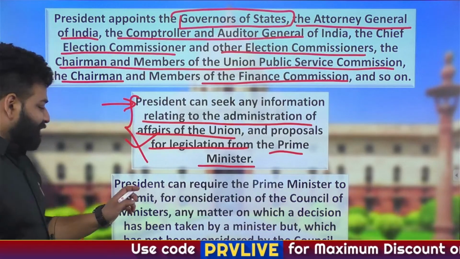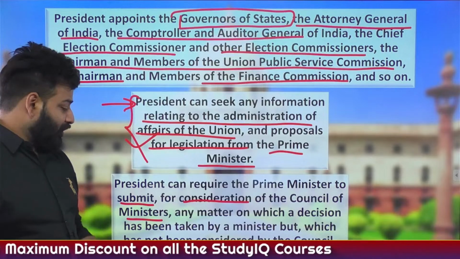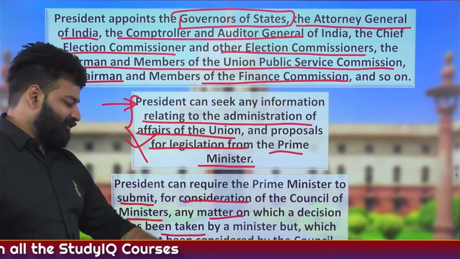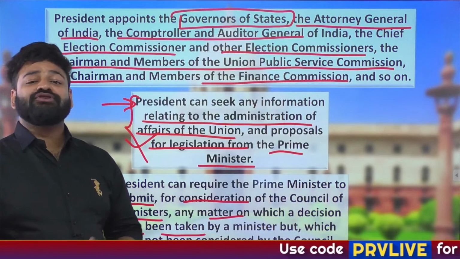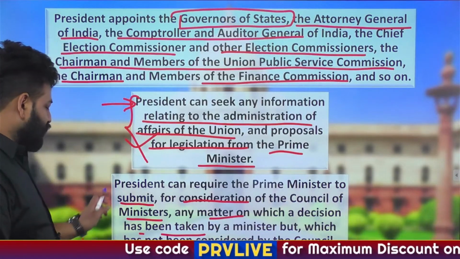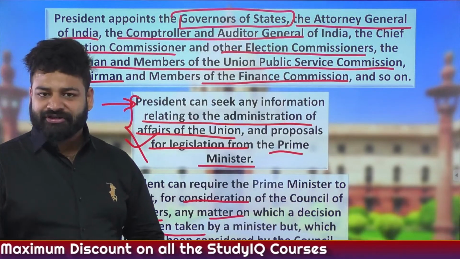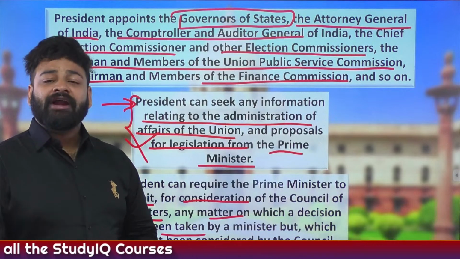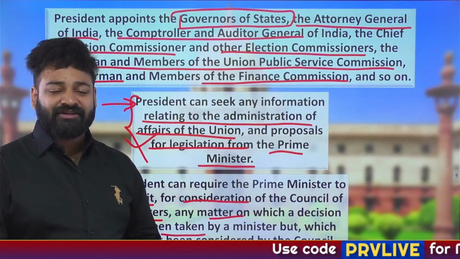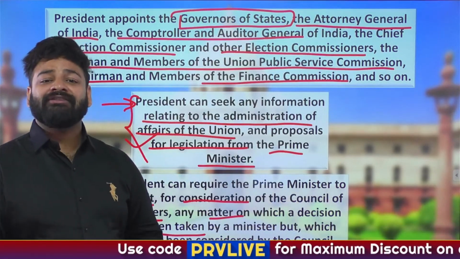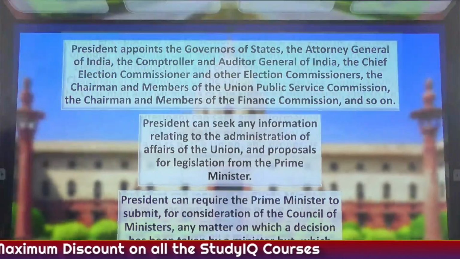Then the President can require the Prime Minister to submit for consideration of the Council of Ministers any matter on which a decision has been taken by a Minister or which is under consideration. So whatsoever the Council of Ministers are doing, the President is also empowered to ask the Prime Minister, let me know what your ministers are up to. What are the decisions they have taken, and what are the decisions they are considering to be taken. That is, the already taken decisions and the decisions that are being cooked as well. So these are the executive functions of the President.